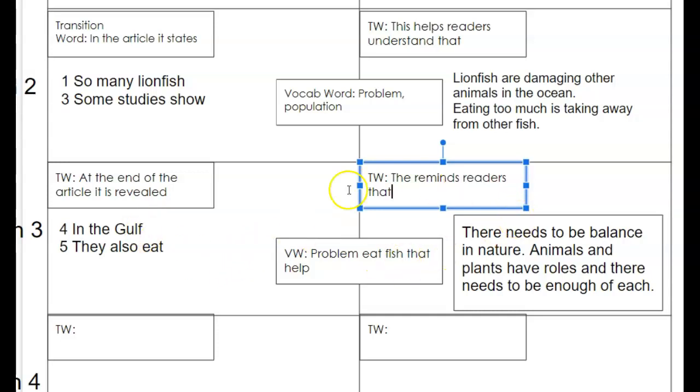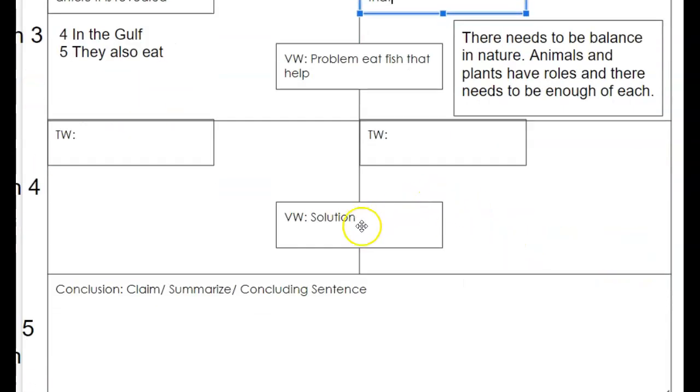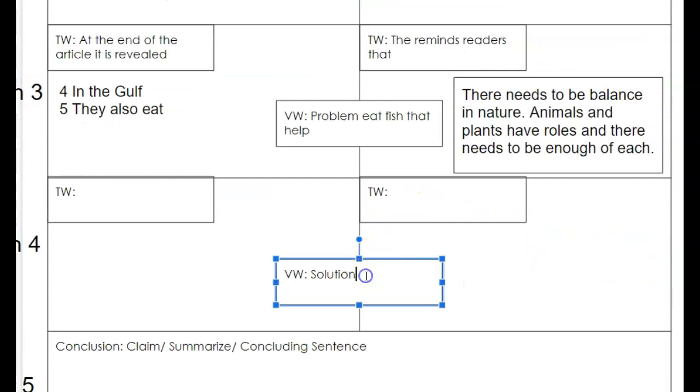So now I have the basic information that I need for my second body paragraph, and I can move on to my solution. For my solution, one of the biggest things that they said was fishing. That fishing is one of the only solutions. Fishing and man, not together, not a fishing man, but that humans are needed. Maybe I should put in human. Humans are needed for the solution.